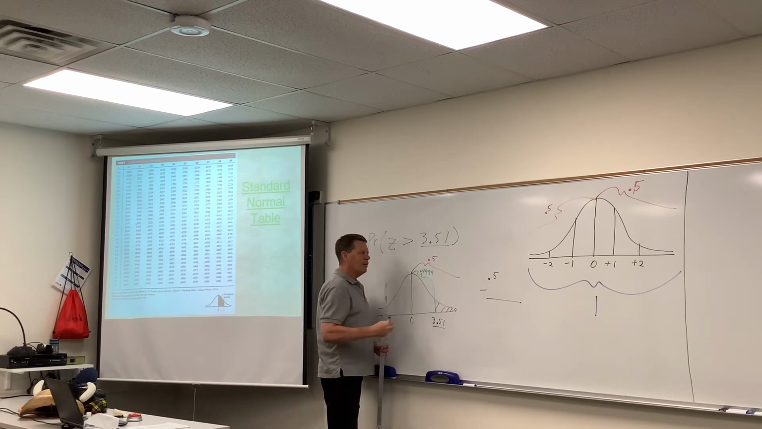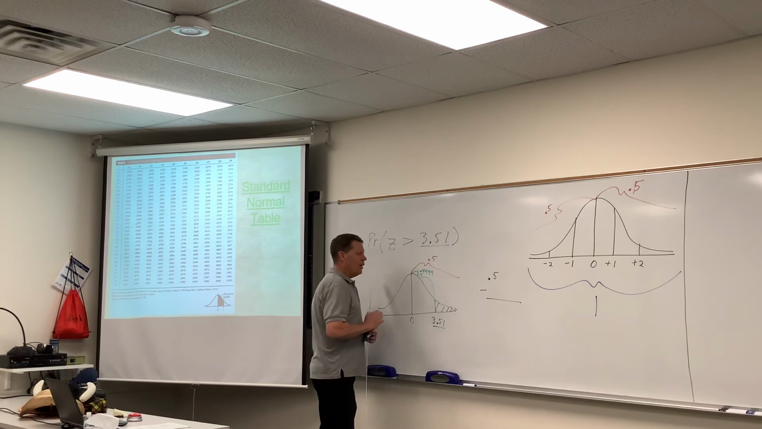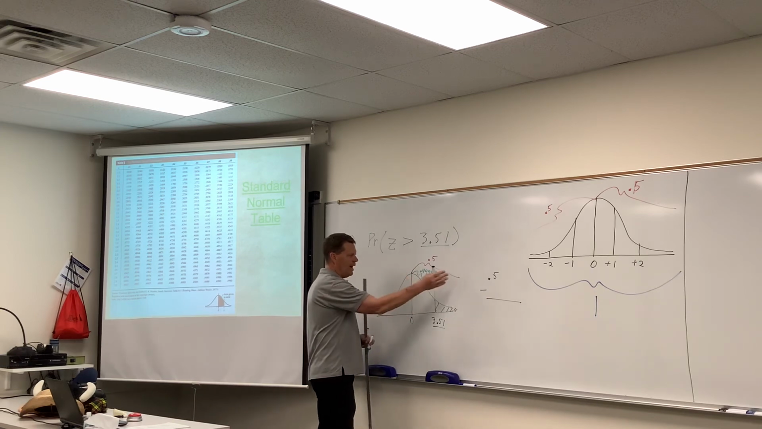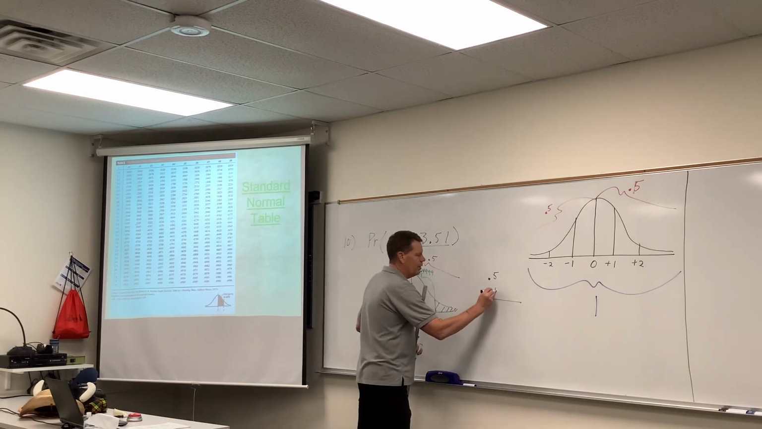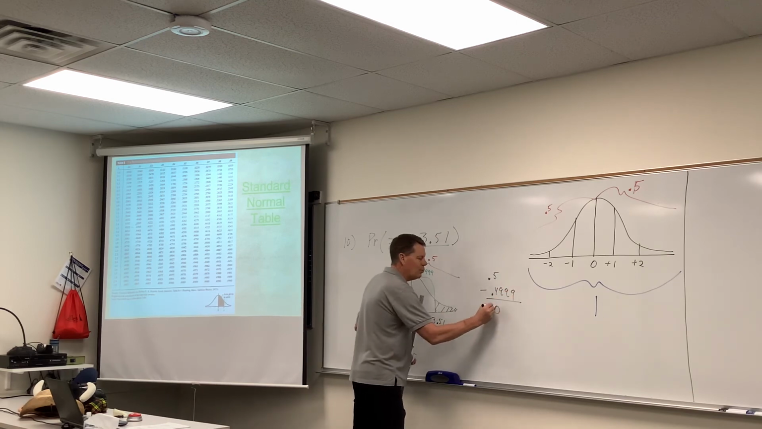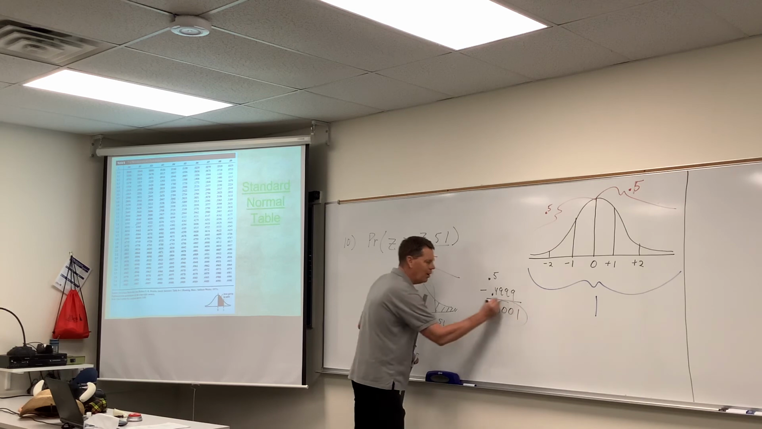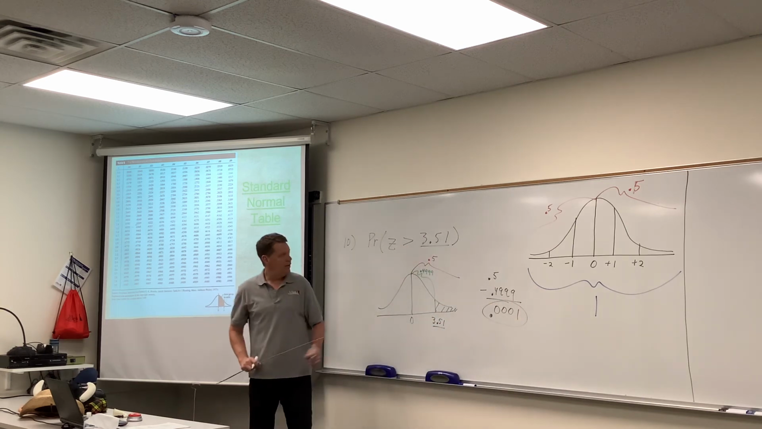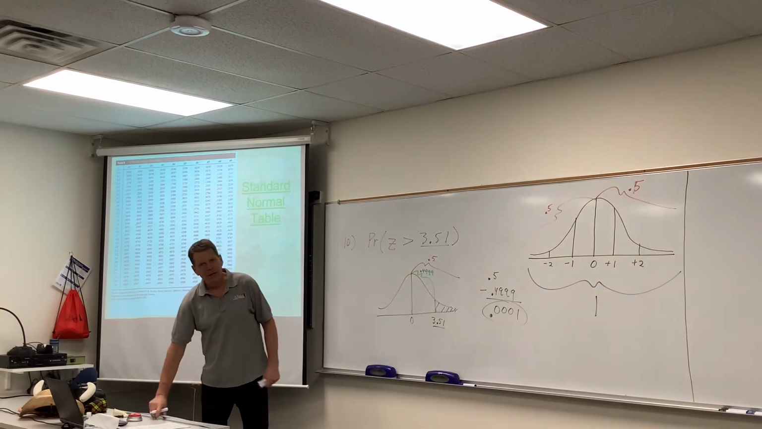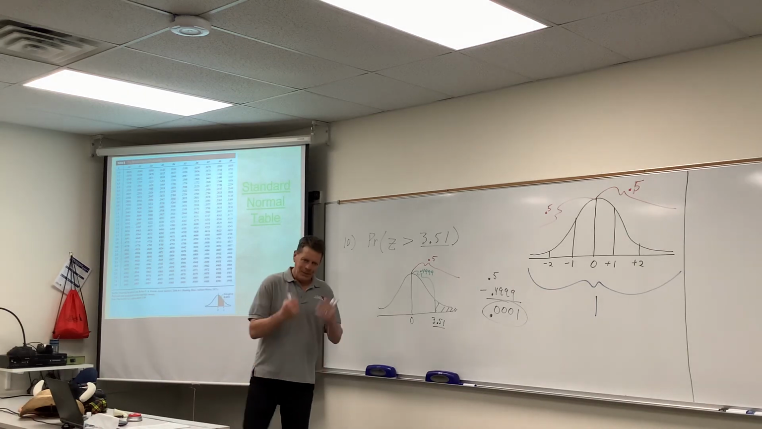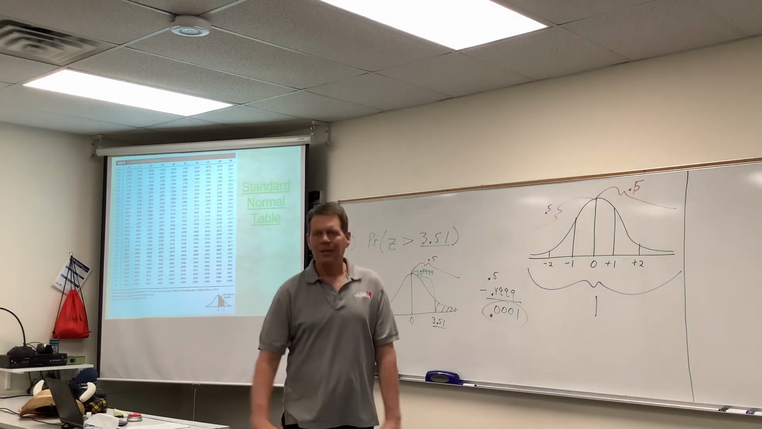But anyway, back to the logic that we had earlier. Therefore, we would take that upper half, subtract that middle sliver, 0.4999, and that upper tail is 0.0001, very small. There's not much area out there above 3.51. So that's basically what that's saying. All right, I hope that worked.